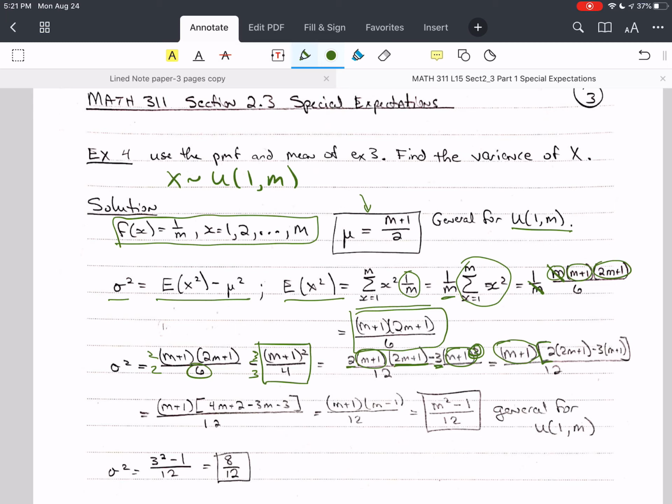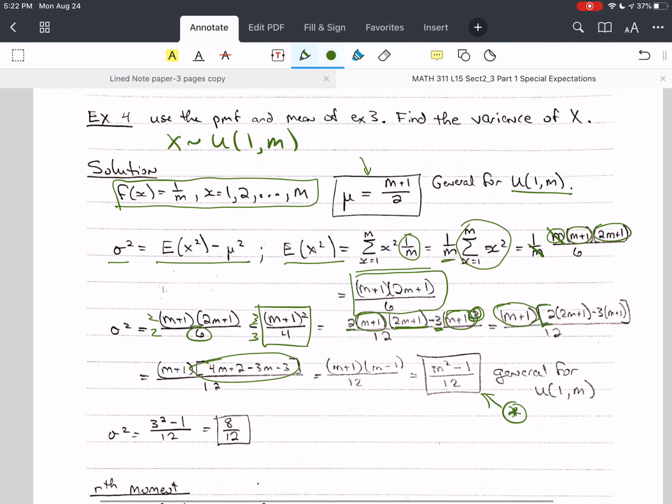And then I multiply and subtract and simplify inside this bracket, and I'm left with m squared, m plus 1, m minus 1, and that's m squared minus 1, and it's all over 12. And this is the general formula you want to put on your formula sheet for the discrete uniform. So in our example, we plug in m was 3, so 3 squared is 9 minus 1 is 8 over 12. We will stop here and pick up in our next video.